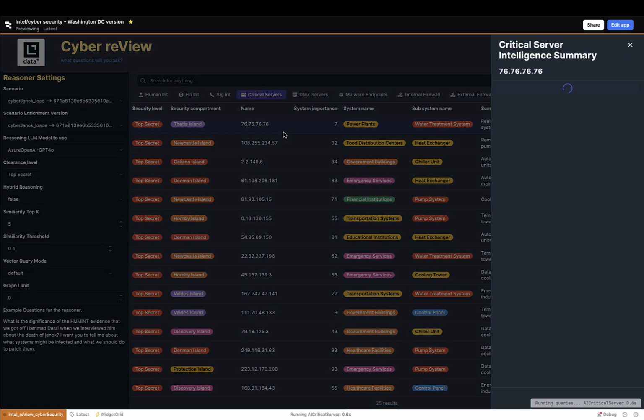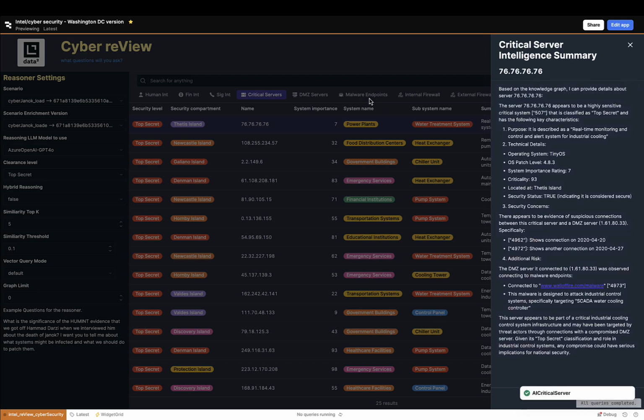If you double click on a particular server here, we use generative AI to automatically summarize that server and any implications of what that server may be connected to. It'll take a minute here. I'll keep explaining what's going on while that's running. We also have DMZ servers, a similar screen to the critical servers, but these are servers sitting in the DMZ. And then we've got a dictionary of malware endpoints. This could be something that's obtained early.